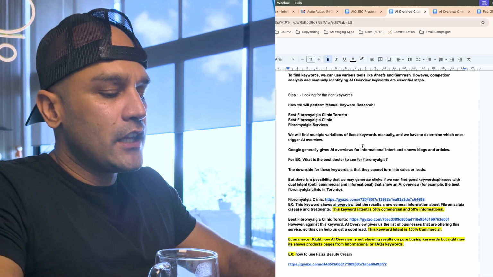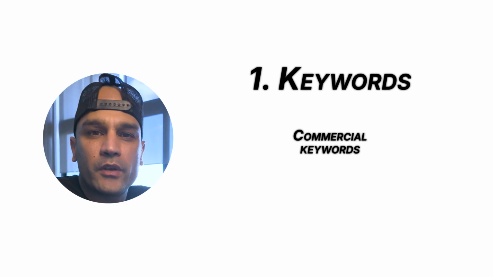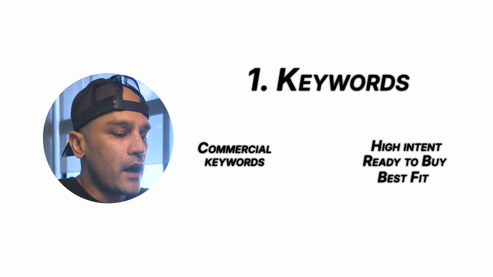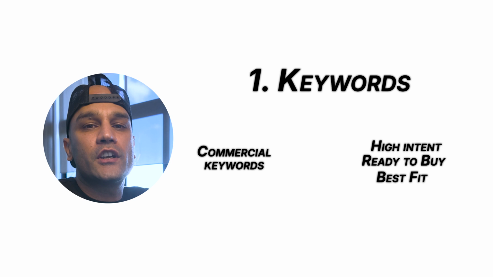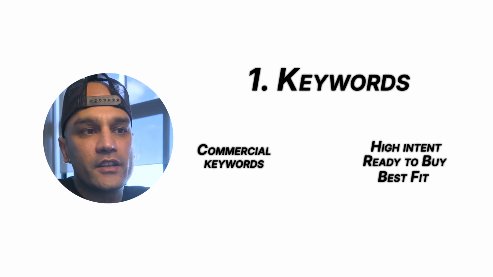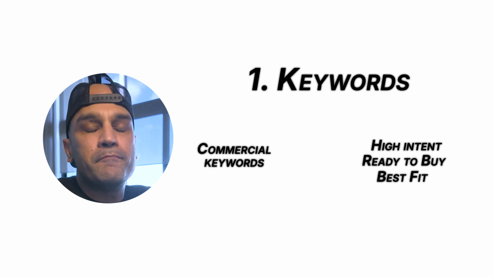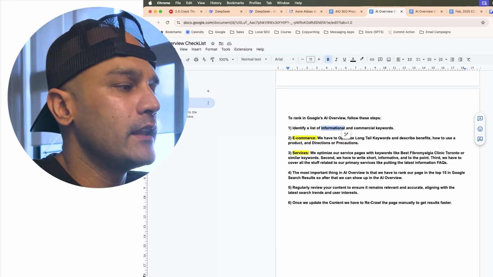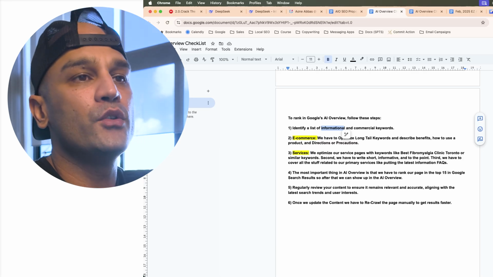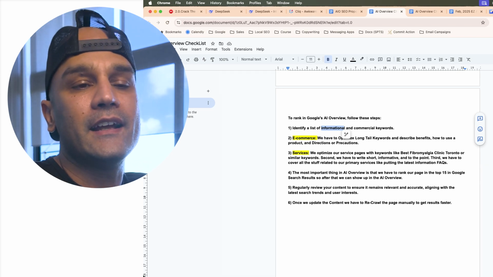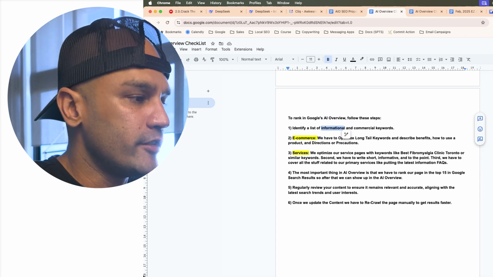Then the other bucket of keywords is what we call commercial keywords, and these are keywords with high intent. Basically somebody is ready to buy your product or service, and now they're looking on Google or on the search engines to find the best fit for them. Now, if you have an e-commerce store, for example, an informational keyword would be like how to use X beauty cream, or a famous brand. More than likely, that's going to show up for AI overview.